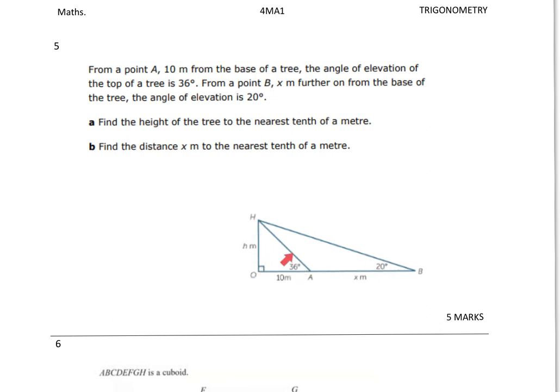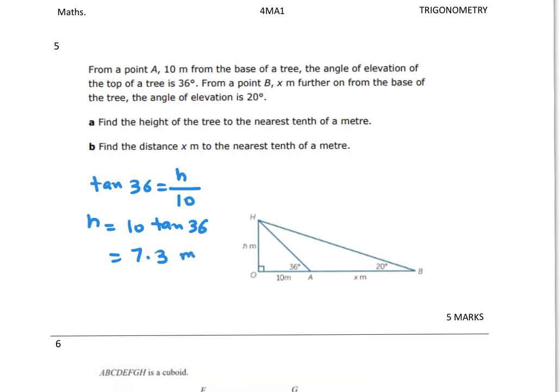So from this triangle, we have a right angle triangle, this angle 36, and this side 10, and we need to find the opposite. So we have the adjacent and we need to find the opposite. Opposite and adjacent, so we can use tan. Tan 36 equals opposite, which is the height, over the adjacent, which is 10. So h equals 10 tan 36, which is 7.3 to the nearest tenth of a meter, 7.3 meters.